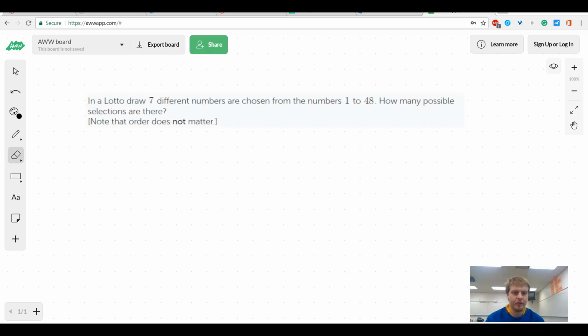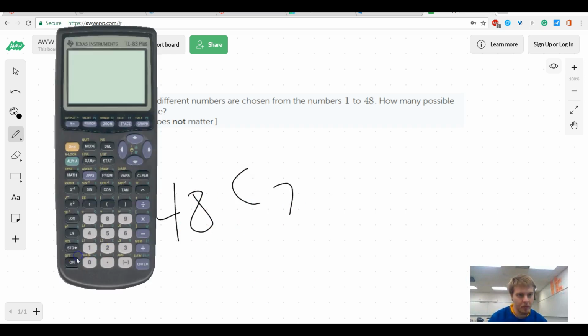Okay, in a lotto, you draw 7 different numbers, and you choose from the numbers 1 to 48. How many possible selections are there? Well, if we're going to do this, we're going to say, how many number choices did I have? 48. And how many numbers am I choosing? I'm choosing 7. So 48 choose 7. And so again, you just pull out your calculator. You could do this longhand, but we are not going to do that anymore. We're going to go the short way. That's 48, math, probability, 7. And that would be it.